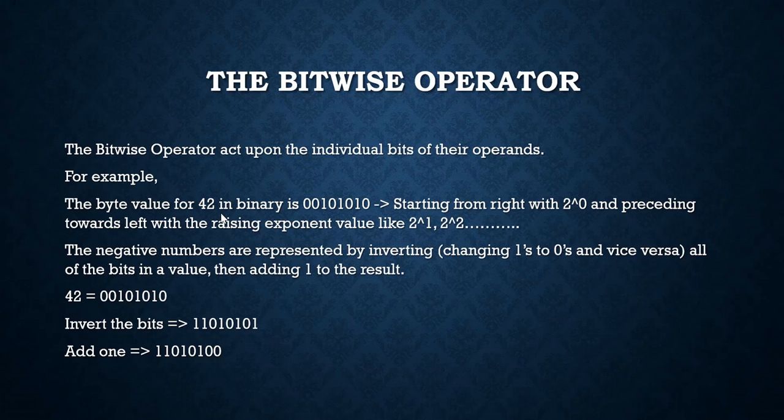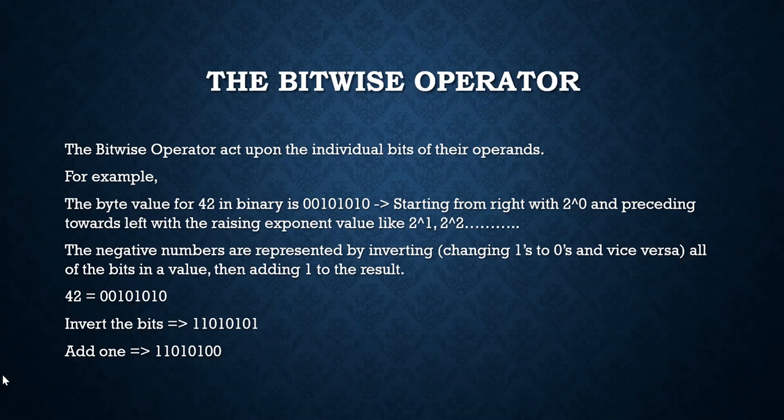So this is how a positive number can be represented. Coming to the representation of negative numbers, Java uses a method called 2's complement, where all the ones in the value are inverted to 0 and zeros are inverted to 1, and then 1 is added to the result. For example, to get the negative value of 42, that is minus 42, the actual representation of 42 is 00101010, the binary representation of number 42.